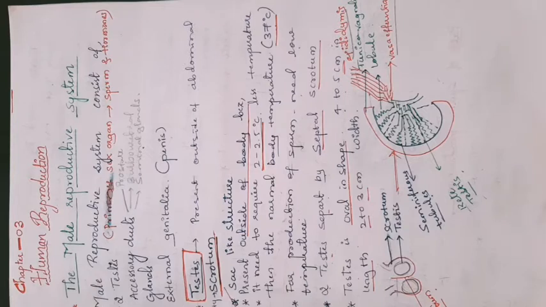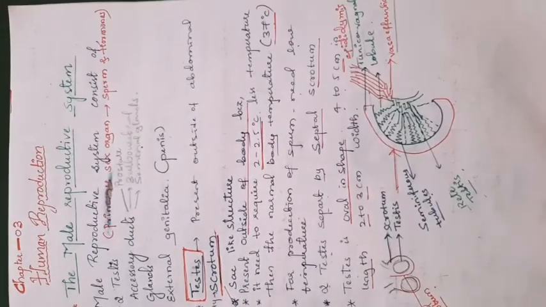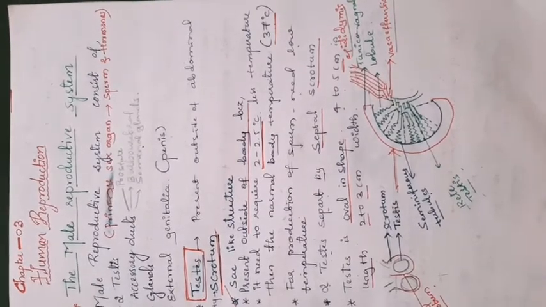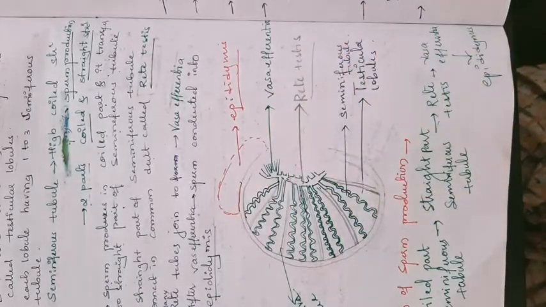After sperm production, the sperm is conducted to the straightened part of the seminiferous tubule, then it is transferred to the rete testis. After the rete testis, the sperm is conducted to the vasa efferentia, and finally to the epididymis. In the epididymis, sperm is stored temporarily. All these points we already discussed. Let us glance once again. This type of structure we discussed.